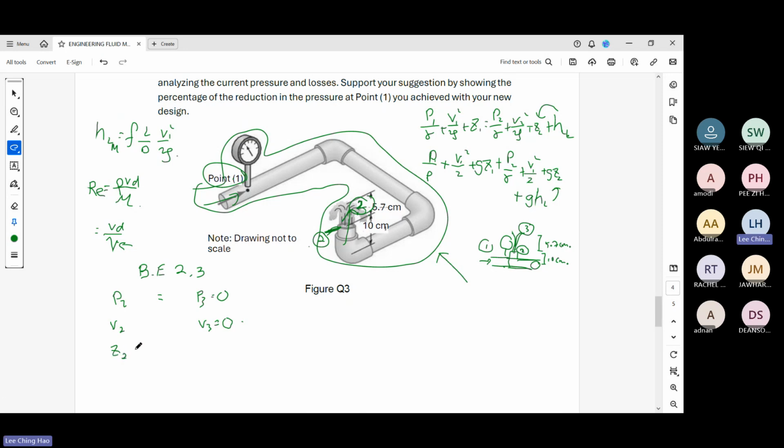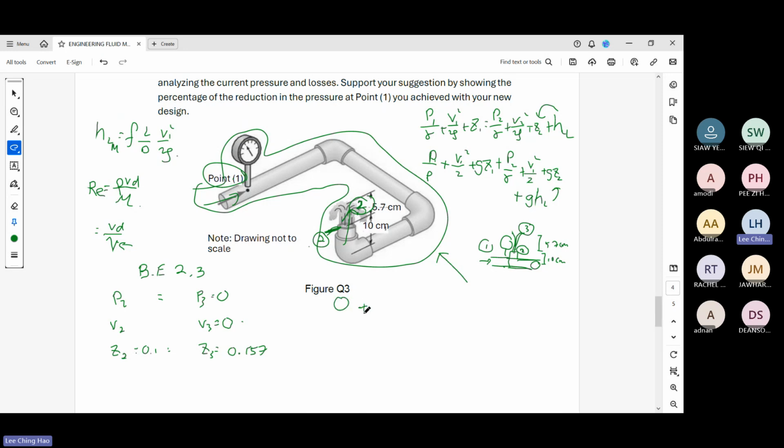Height 2, it depends. Some people say 0 and 5.7, some people say 10 and 15.7. Both are correct, but of course in meters. Sorry, this is 0.1 and this is 0.157. Up to you, as long as the difference between Z2 and Z3 is 0.057, then it is okay already. Then you use the Bernoulli equation. I did not write it again because I wrote it here already. In the exam, you should write.